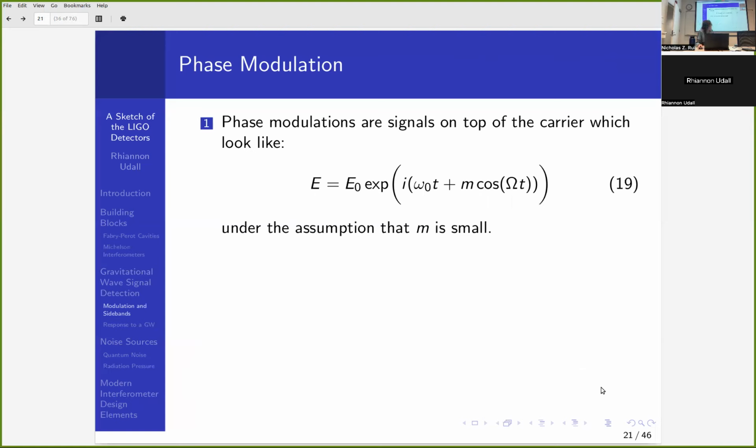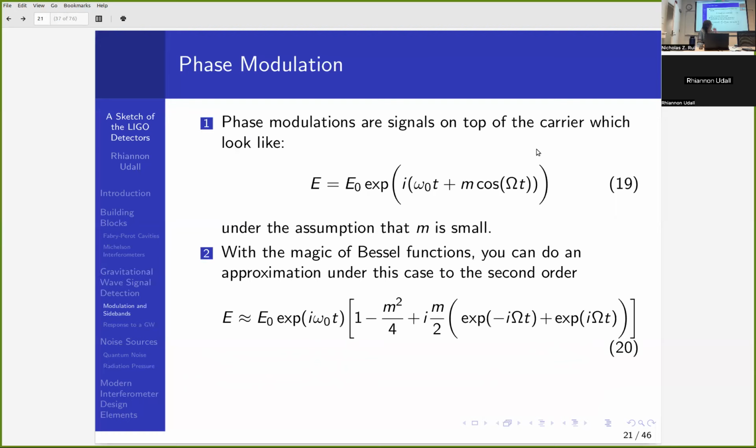Basically, you have a signal like this, a modulating thing onto your carrier signal, which has a central frequency here. So you have a single frequency, and it's going to get modulated. Okay. And we're going to specifically talk about the case where m is small. So you can do some approximations with Bessel functions, and you end up with something that looks like this.